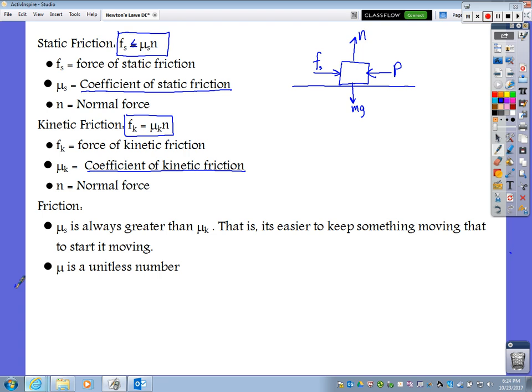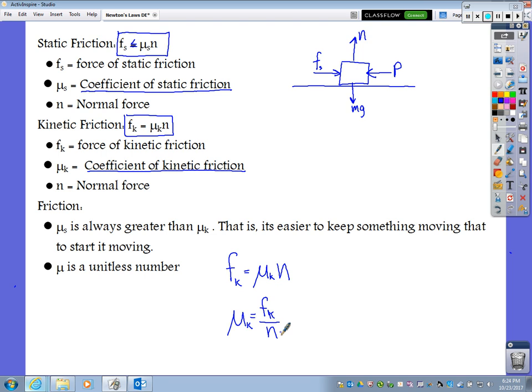Also, mu is a unitless number. If we write F sub k equals mu sub k times N, I'll divide by N. Mu sub k equals F sub k over N. F is friction, that is measured in newtons. N is normal force, that's measured in newtons. So the units here would be newtons over newtons. They cancel. It's just a ratio of two forces.